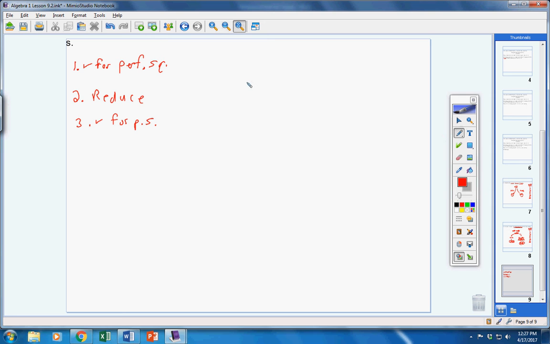Alright, number 6. Square root of 32 over 50. Alright, step 1, we're going to split it up and look for perfect squares. Do you guys see any perfect squares anywhere? I don't. So next, we're going to do what? Reduce it. I believe 2 goes into both of these numbers. 2 goes into 32 16 times, and 2 goes into 50 25 times. So there, we reduced it, okay?